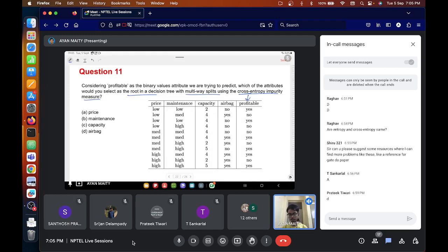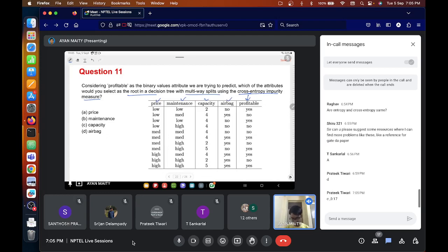And this calculation will take a lot of time, so I will just show you how to solve such problems. So you have to take every feature out of these four and compute the cross entropy with respect to that feature. So first we will pick price. This is the feature. There are three possible values: low, medium and high. So there will be a three-way split. This is for low, this is for medium, this is for high.